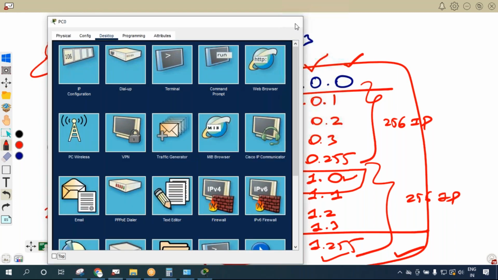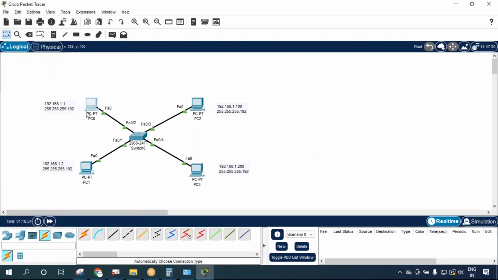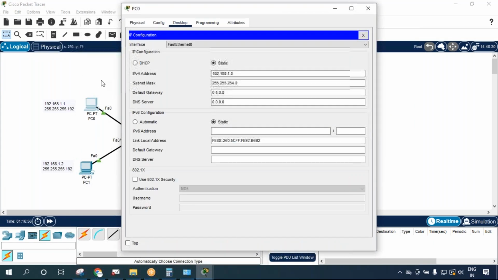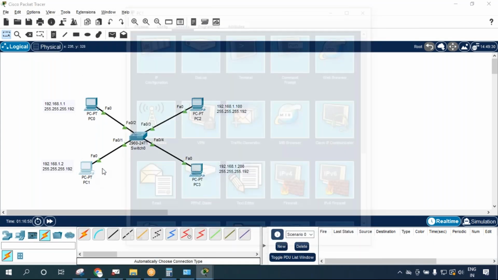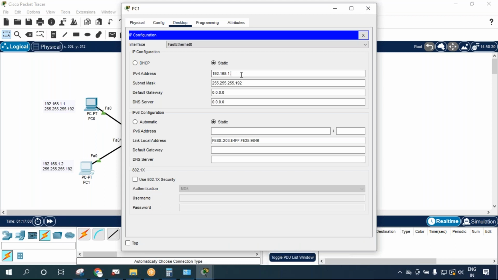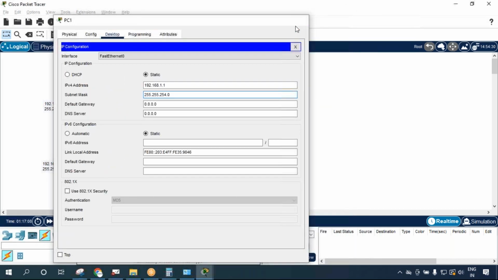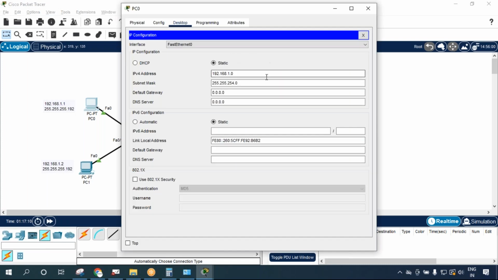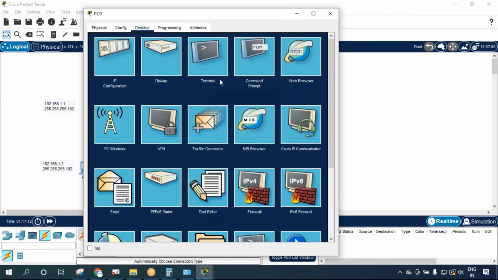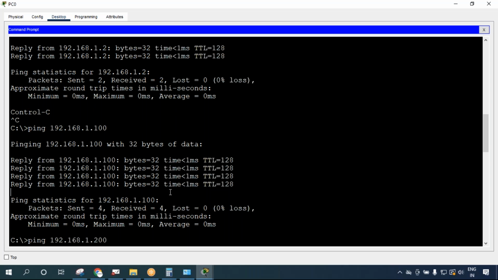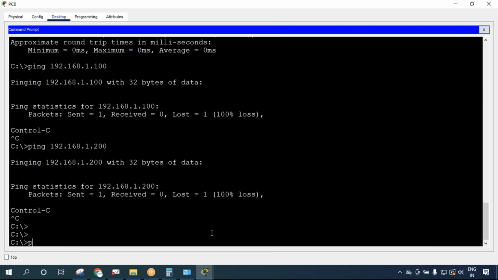I can give it 1.0. I've given it, and it has not given me the error. It is 1.0. And here I can give any IP address like 1.1 and 255.255.254.0. Okay, we are in the same network. And then from 1.0 I can ping 1.1 because we are in the same network.